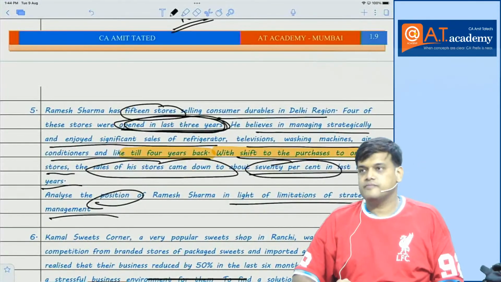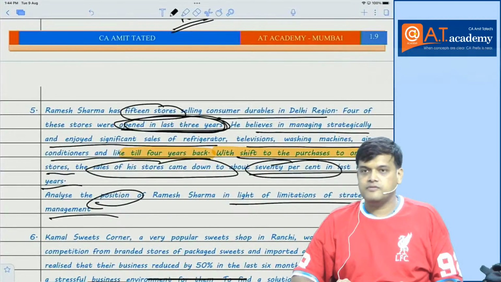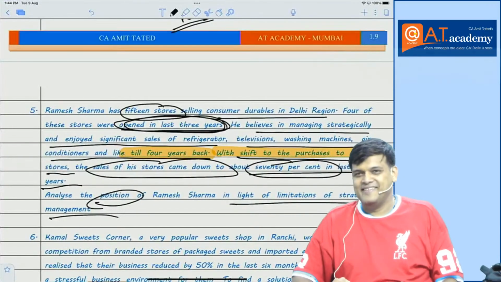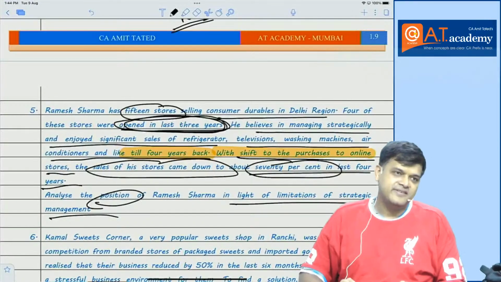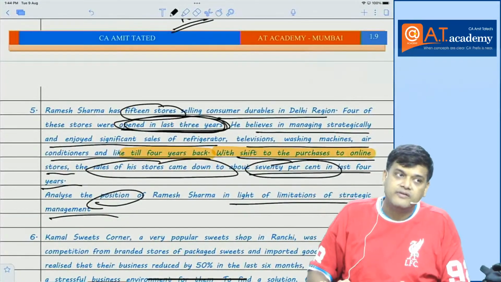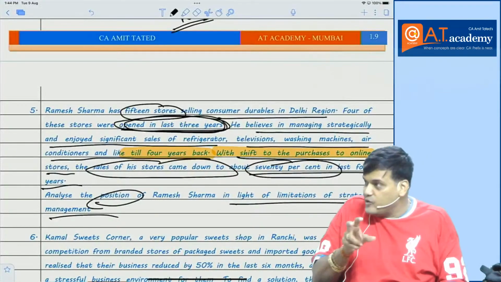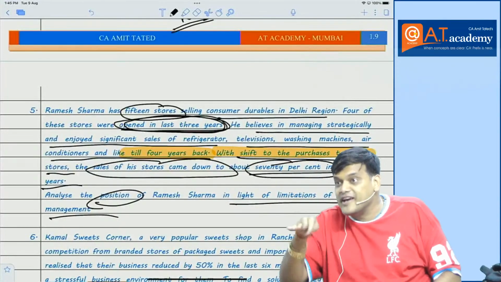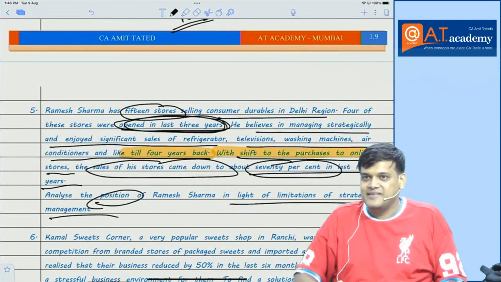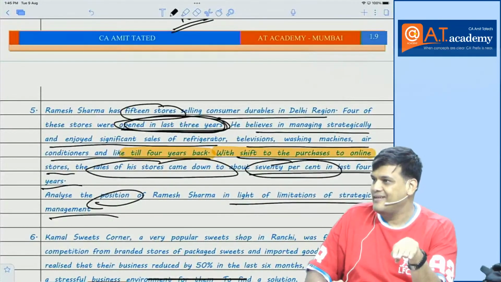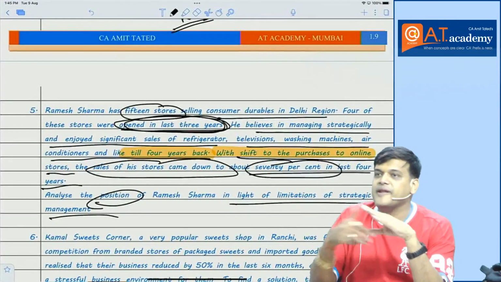How many are saying first? 1, 2, 3, 4, majority. You also say first, madam. It could be a mix of both. The answer is first. The reason is simple: please understand, when he opened all the stores 3 years back, and he was facing online business since when? 4 years back. Do you understand? He had the threat of online business from 4 years ago, and when did he open the stores? 3 years back.